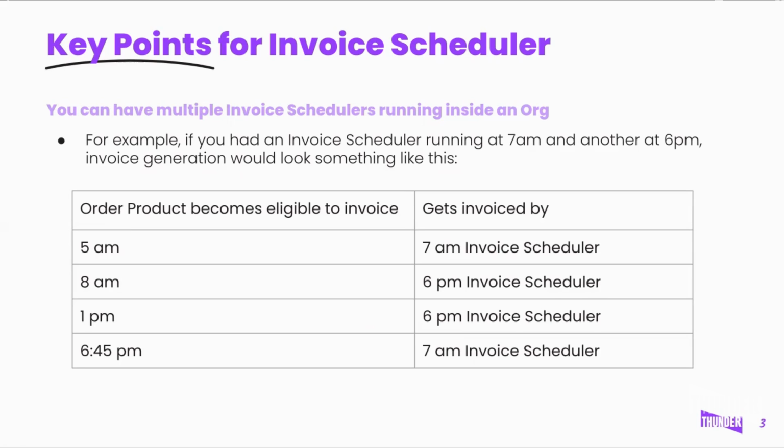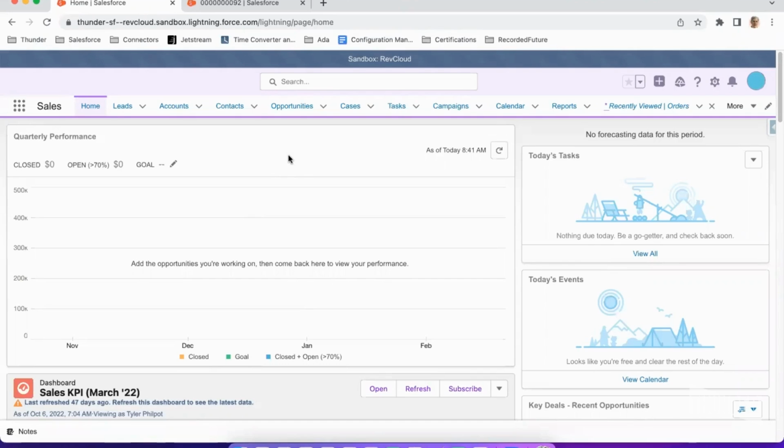Another order product becomes eligible at 1 p.m. in the afternoon. Again, that will also be picked up by the 6 p.m. Invoice Scheduler. Finally, any order products that are eligible for invoicing after that 6 p.m. scheduler run, such as at 6:45 p.m., will wait and get picked up by the 7 a.m. Invoice Scheduler.